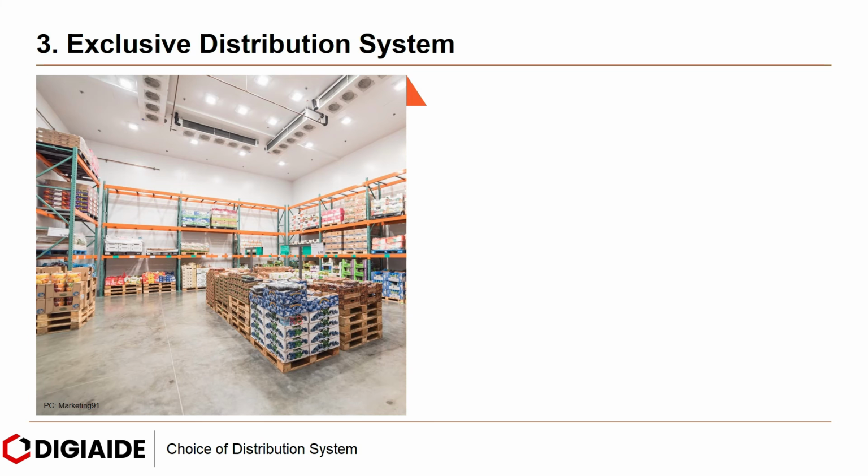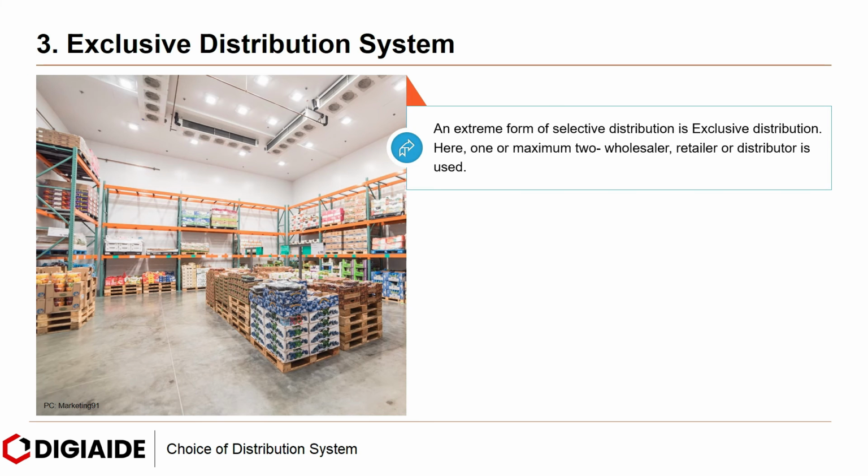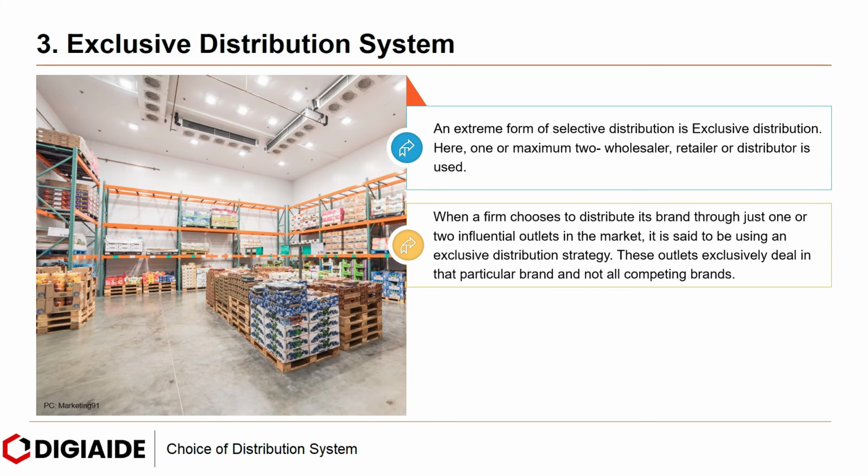And finally, the exclusive distribution system. An extreme form of selective distribution is exclusive distribution. Here, one or maximum two wholesalers, retailers or distributors are used. When a firm chooses to distribute its brand through just one or two influential outlets in the market, it is said to be using an exclusive distribution strategy.